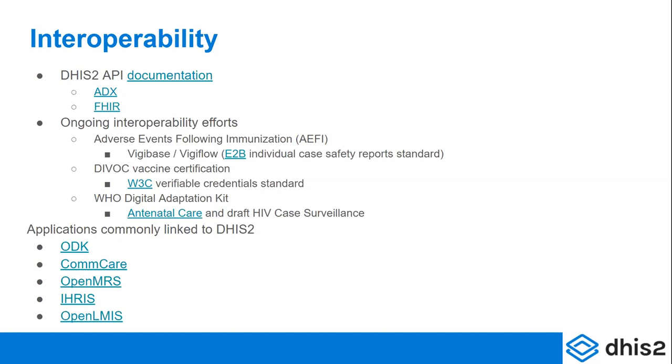And there's a global repository that WHO supports for all of these adverse events, which uses the E2B individual case safety reporting standard. And so we have mapped the WHO adverse events package in Tracker to be able to submit the information to this global repository. There are some 40 plus DHIS2 countries that already have a mandate to report to this global repository called Vigibase.